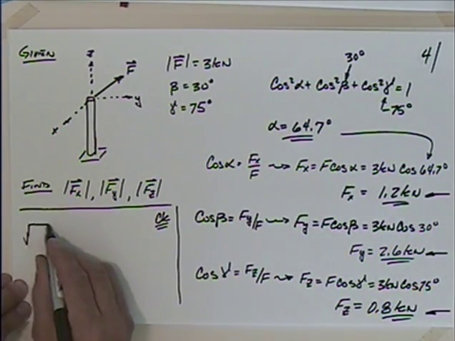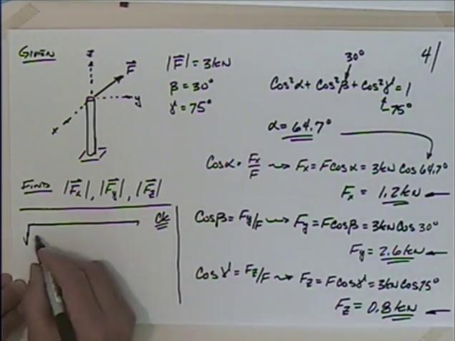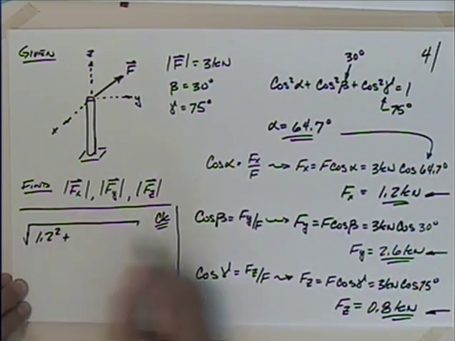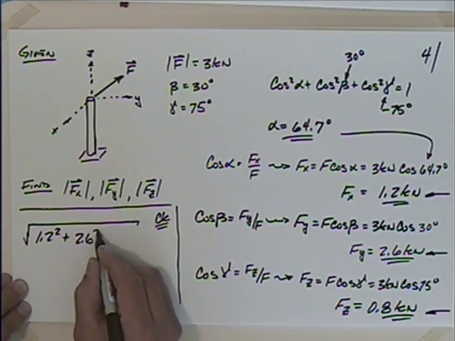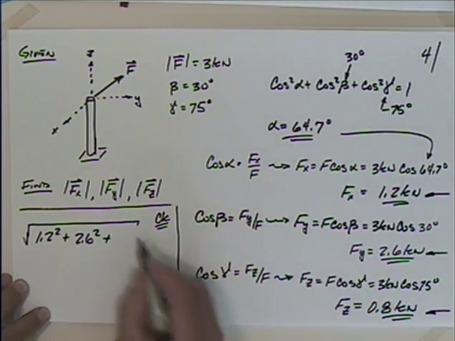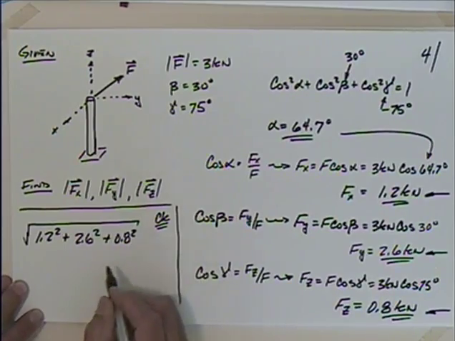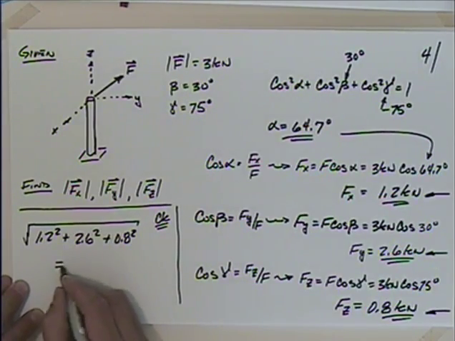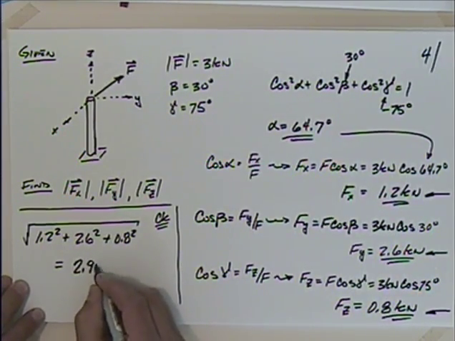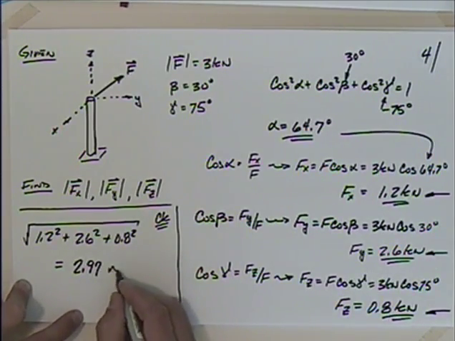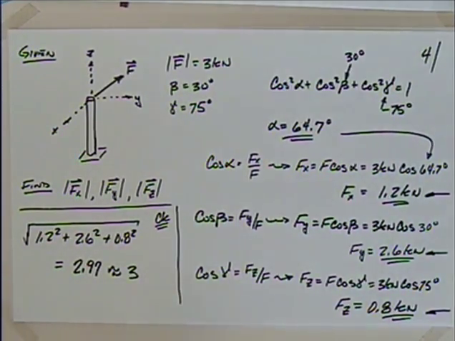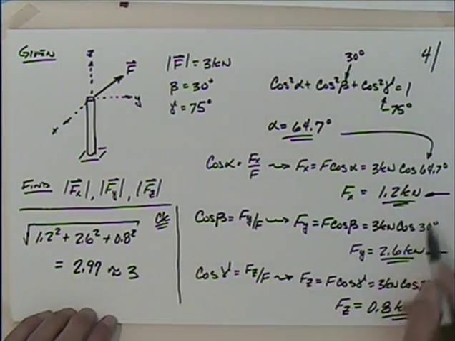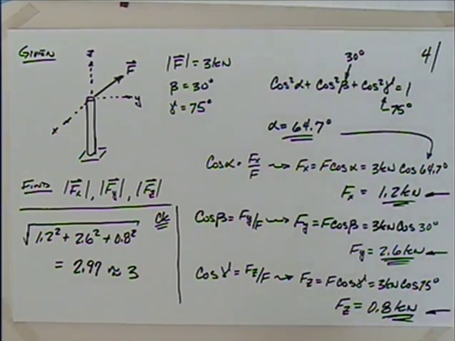Look at the square root of 1.2 squared plus 2.6 squared plus 0.8 squared. And when you go through that, you come up with 2.97, which is pretty close to 3, isn't it? The only difference there is the round off. If I were to keep more significant figures in the memory of the calculator, I would have come out a little better. But I think we can have confidence that we've got the right answer. And it's probably important to think about.